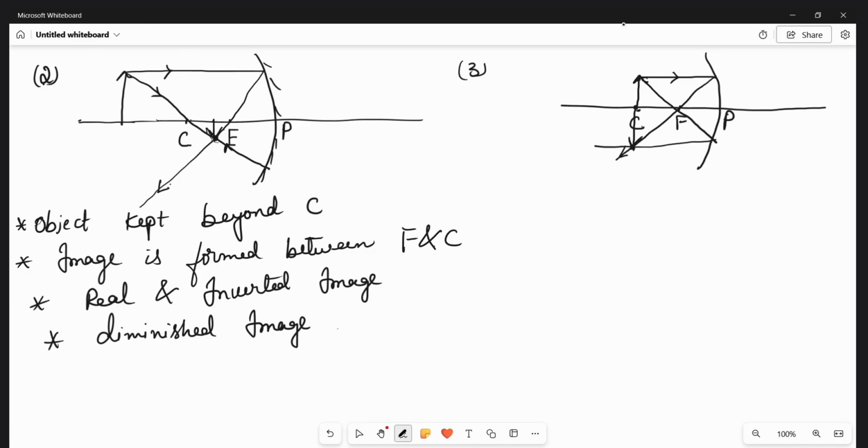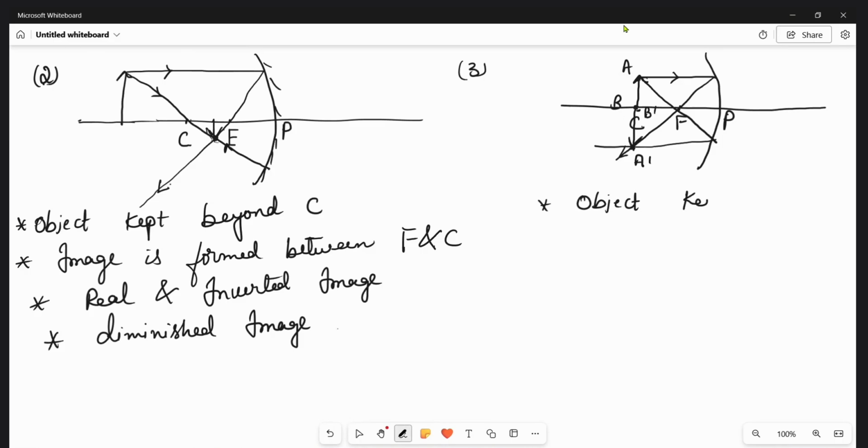So naming, you can name this point A and this point B. This is the object. The image will be this. This portion is the image. That is, this is A dash and this is B dash. Here it is passing through the focus. It will be parallel to the principal axis, like that.